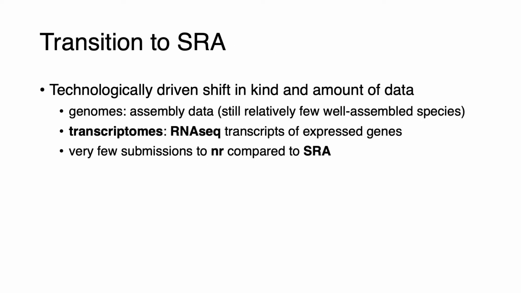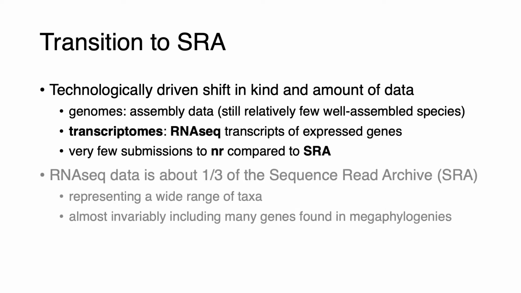But there has been a vast transition, a technologically driven shift in kind and amount of data. Single gene submissions to GenBank have slowed and were replaced by large datasets produced by high-throughput sequencing methods. In just 12 years, the size of the Sequence Read Archive has snowballed. It now contains over 14 quadrillion open access bases. Roughly one-third of the SRA database is comprised of RNA-seq data, representing a wide range of taxa and almost invariably including many genes found in megaphylogenies.